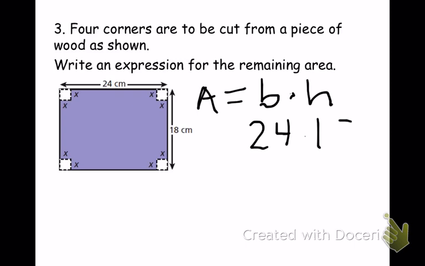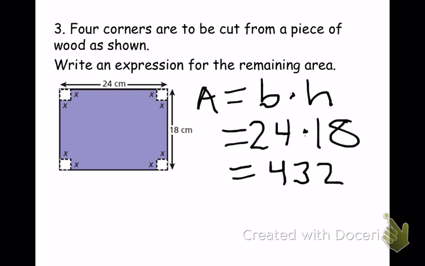24 times 18. So again, you can go ahead and use a calculator to figure this out. 24 times 18. I'll give you guys a second to look it up on your own before I put up the answer. Alright, you guys should have gotten 432. Now, this would be our final answer if these 4 corners were not removed from the rectangle.